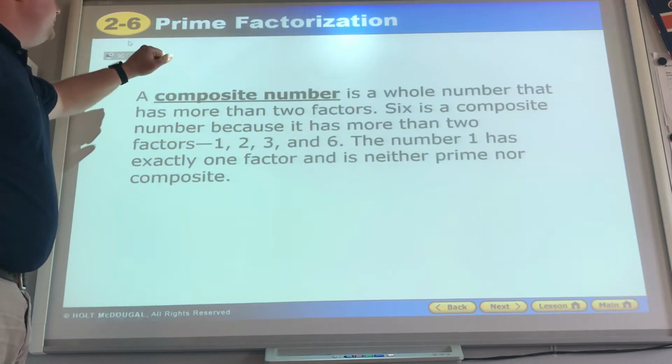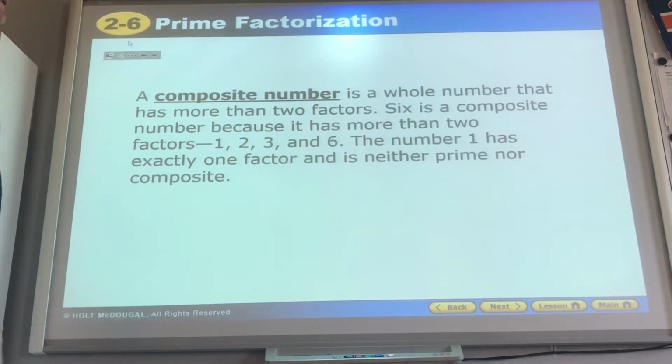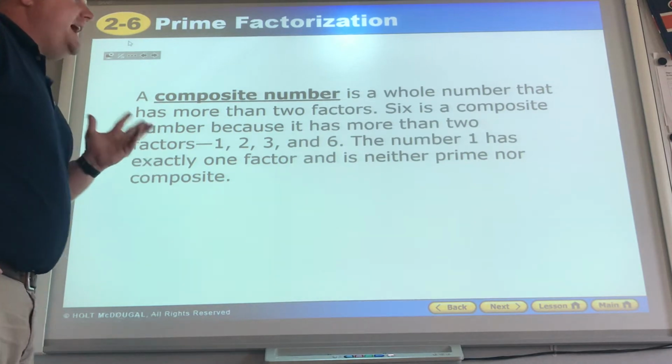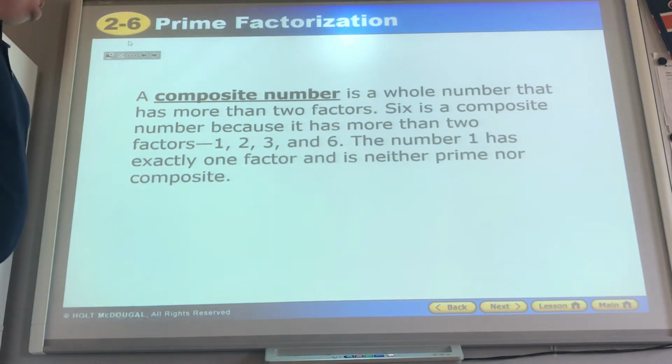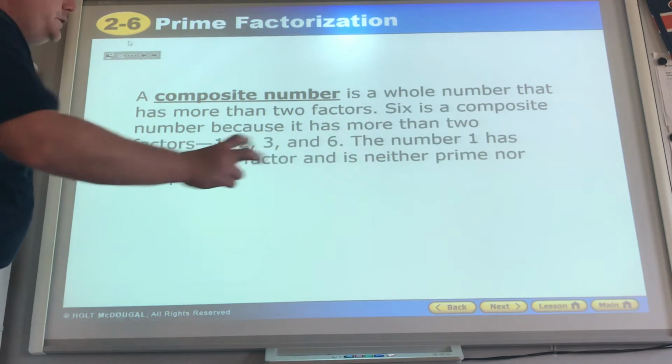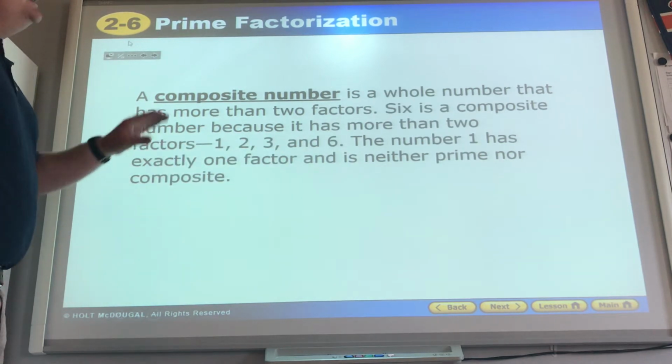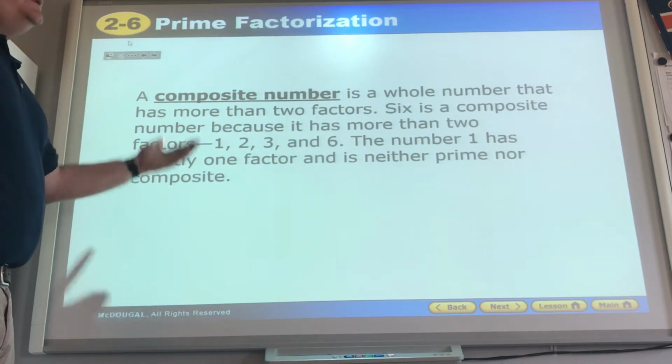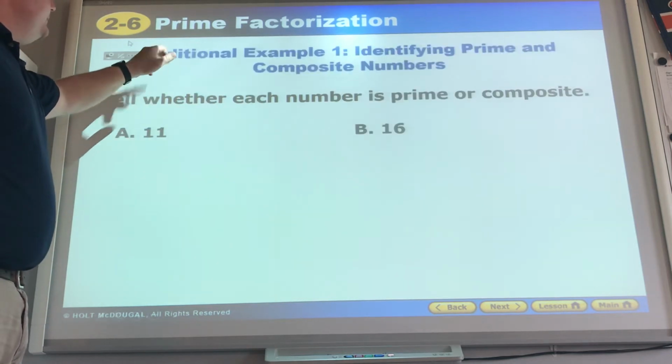A prime number is a whole number greater than 1 that has exactly 2 factors: 1 and itself. A composite number, on the other hand, is a whole number that has more than 2 factors. Something like 4: 1, 2, and 4 all can multiply to get to 4. 6 has 1, 2, 3, and 6. Those are all factors of 6. So composite numbers have more than 2 factors. Prime numbers have only 2 factors. You can read that again, you can listen to it again, but you got to understand it.